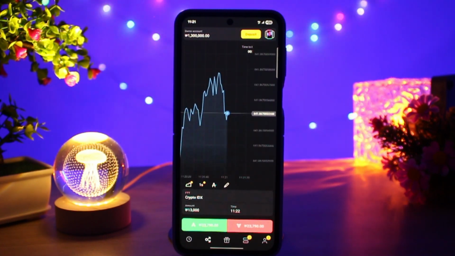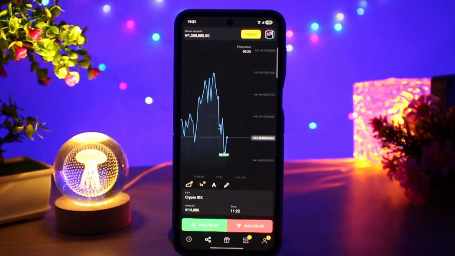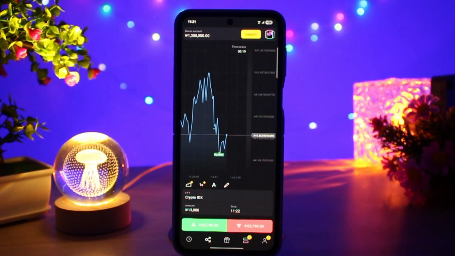Then next is to learn and use technical analysis. Study charts, trends and indicators like moving averages, RSI, MACD, and use the tools to make informed entry and exit decisions.